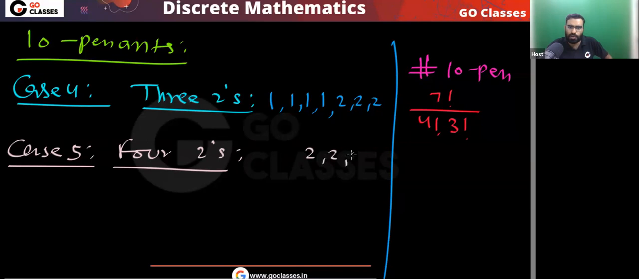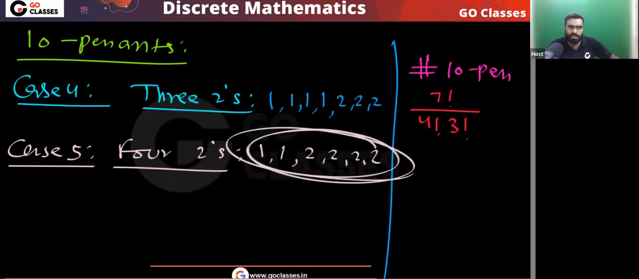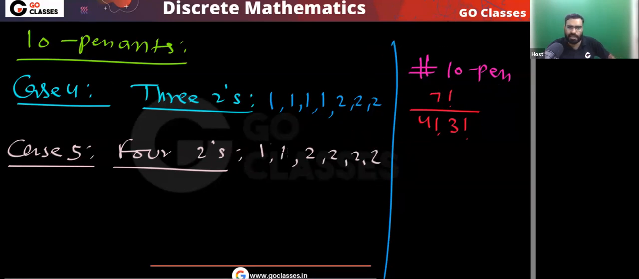You are using 4 twos, so it means only 2 ones you are using. Now the answer will be what? Any permutation. You create any permutation here. So how many 10 pennants you can create where you are using 4 twos? That will be 6 factorial divided by 2 factorial, 4 factorial.